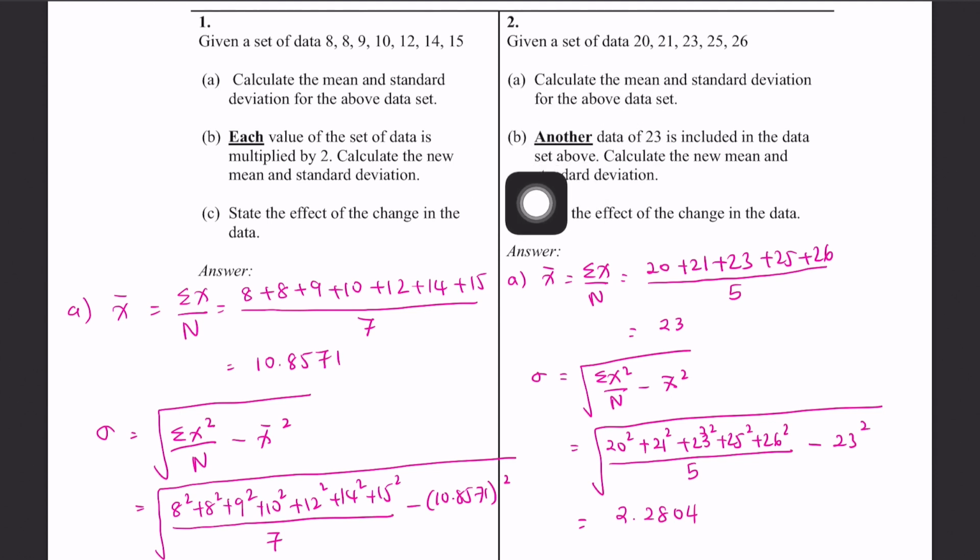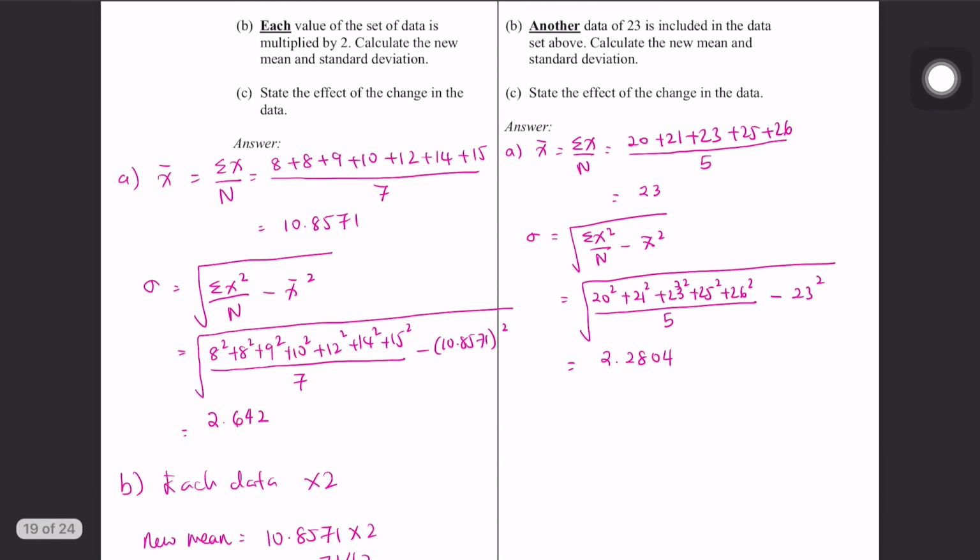Untuk situasi nombor 2, it mentioned here another data, 23. Satu nombor yang baru, iaitu 23, dimasukkan ke dalam set ini. So kalau asal tadi ada 1, 2, 3, 4, 5, masuk satu lagi 23, so kita akan ada 6 data. Itu beza dia. Hati-hati, kalau ini each value, setiap value kita darab 2. Kalau ini pula satu nombor yang baru, kita masukkan ke dalam dataset itu. Berbeza cara jawab.